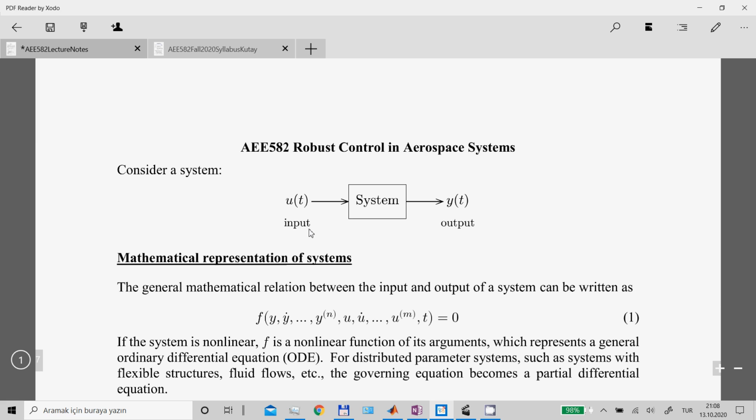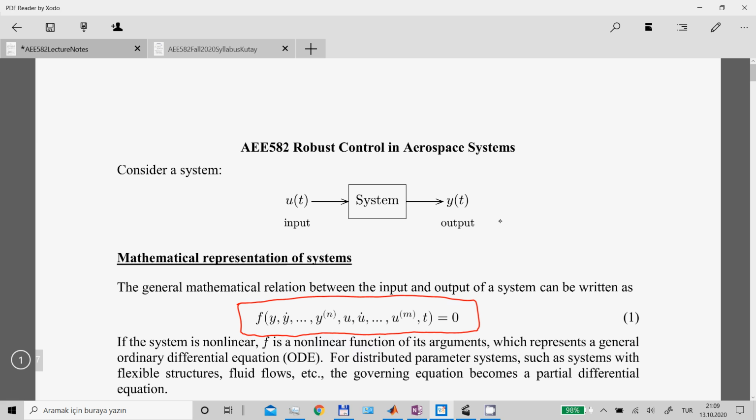Okay, and to study a system, obviously we will be using mathematics, and for that we need some mathematical equations that form the relation between the input and the output. In the most general sense, for a system, the relation between the input and output can be represented by an ordinary differential equation, which you can write in this form.